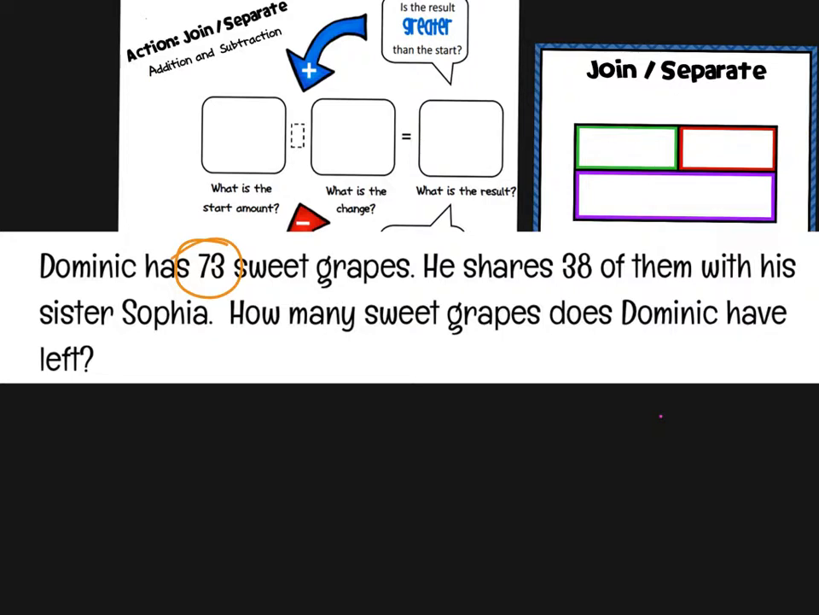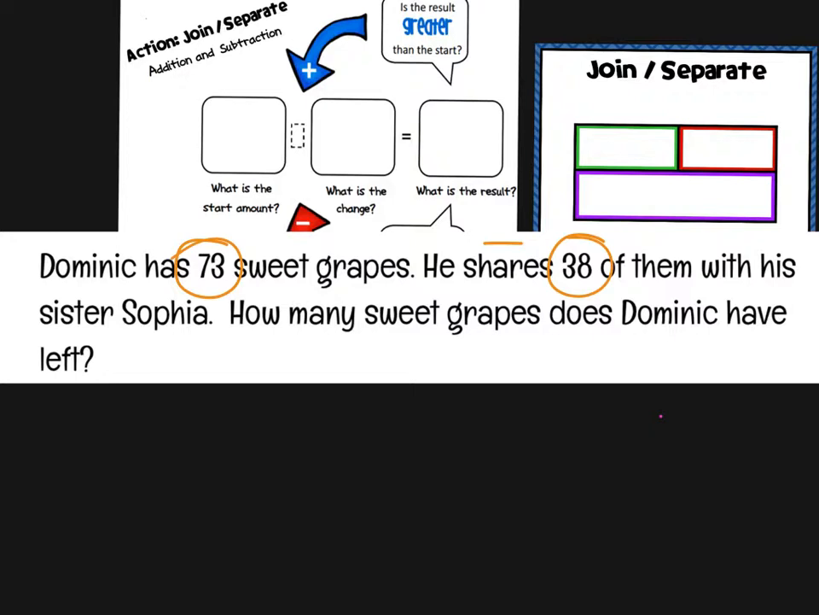Okay, so if he shares them, is he getting more grapes or is he giving away grapes? That's right, he's giving them away. So is that addition or subtraction? Good, that's subtraction. So on top of shares, I'm going to put the subtraction sign. So Dominic has 73 sweet grapes. He shares 38, circle 38, of them with his sister Sophia. How many sweet grapes does Dominic have now?